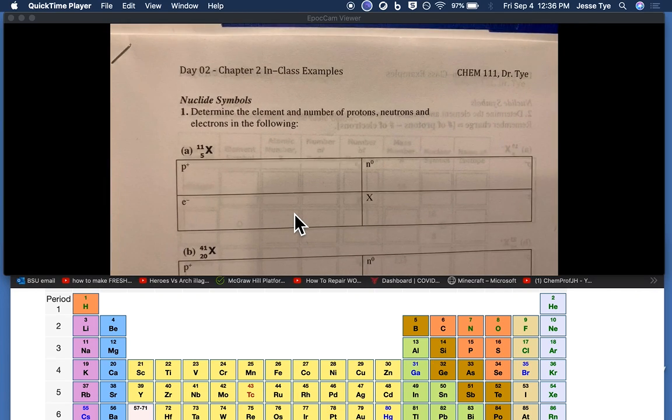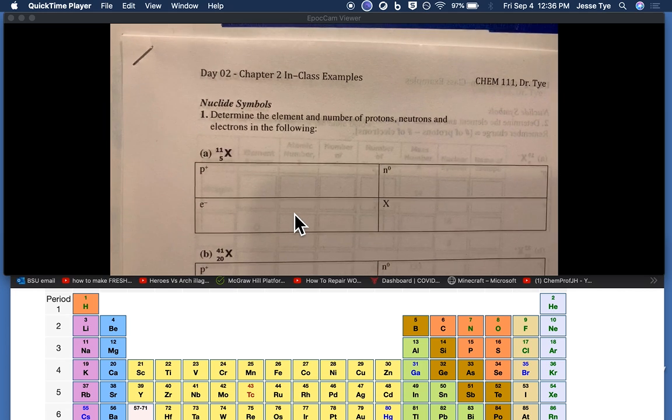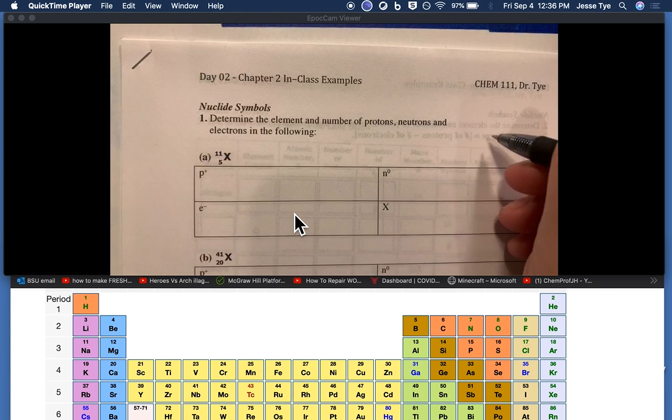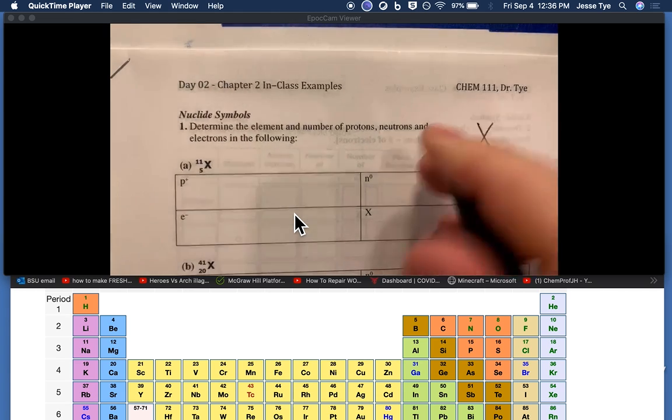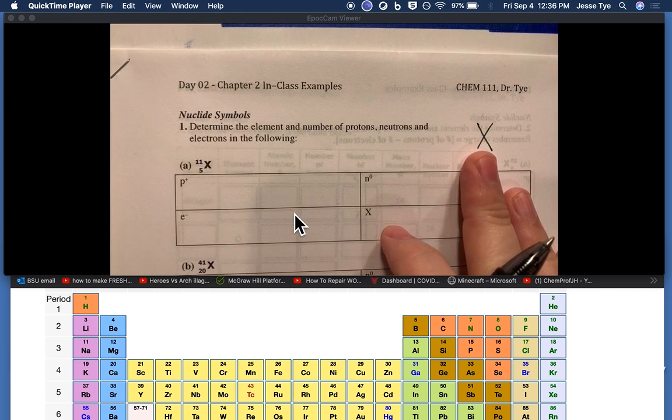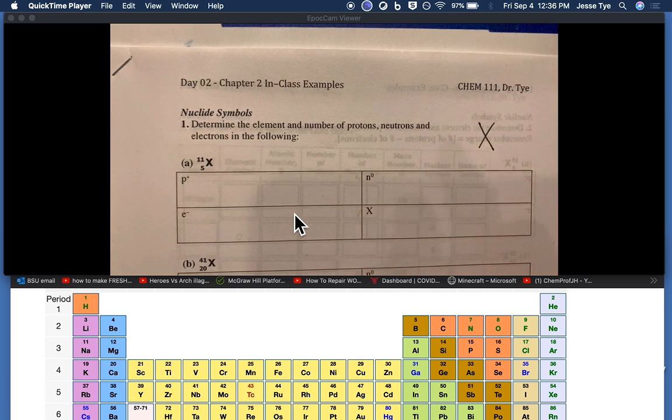All right, now we look at some day two problems. Problem number one here. Given the symbol, determine the element, the number of protons, neutrons, and electrons in the following species. Let's first talk about the notation that we have here. So X, it's labeled as X because I don't want to tell you which element it is. I want you to figure it out.